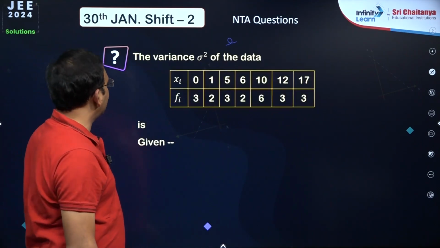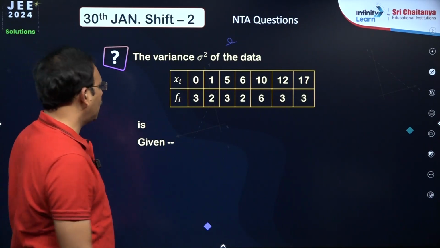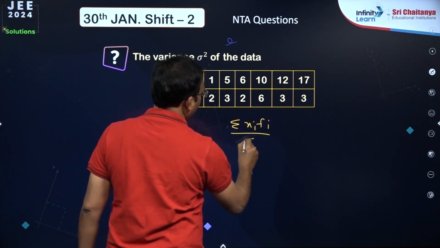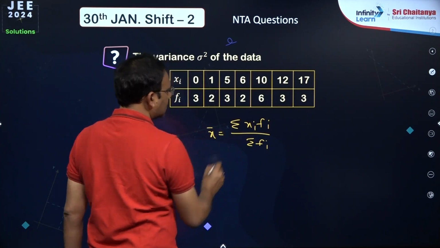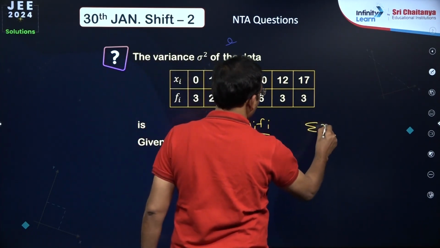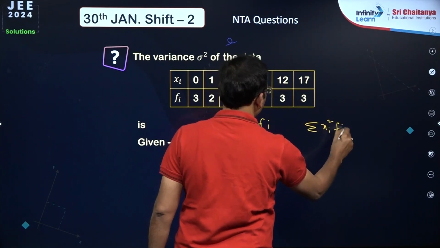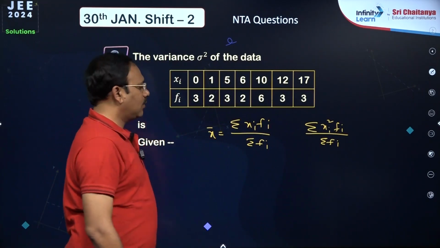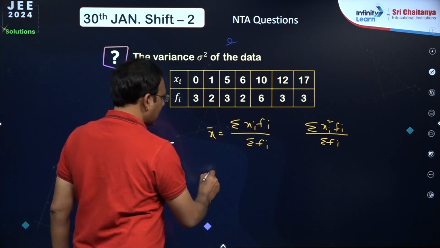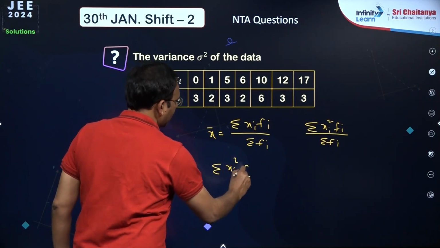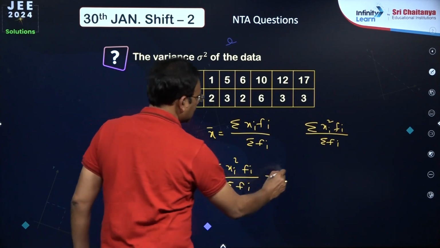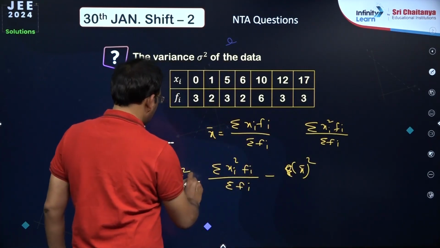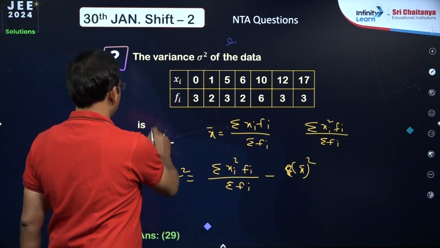Next, my dear friends, variance, sigma square formula. You just apply the mean first, that is sigma xi fi by sigma fi, which will give you the mean. Then you just find sigma xi square fi by sigma fi. This is the actual variance formula. You will get sigma xi square by n minus average square, that is the variance. You will get the answer to be 29, my dear friends.